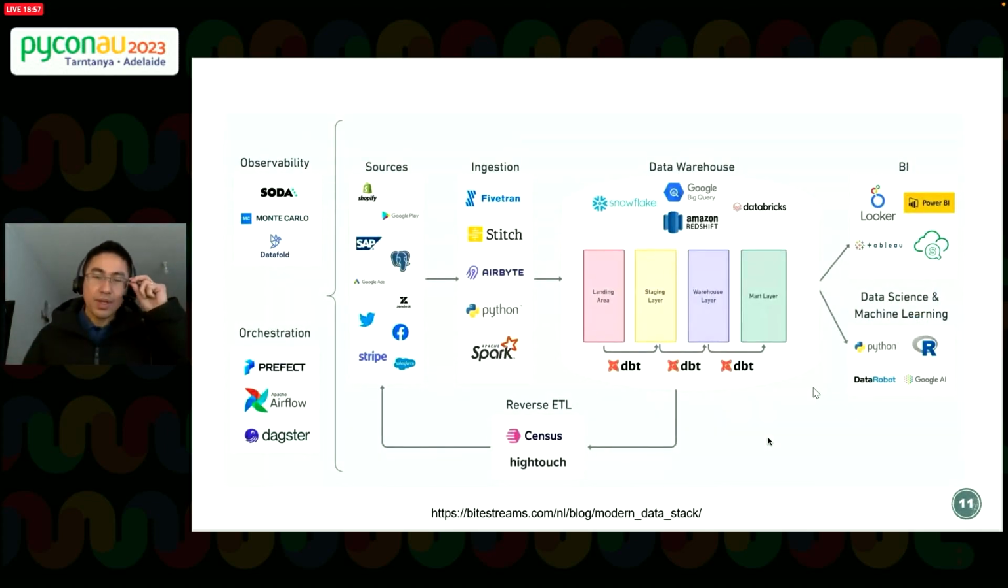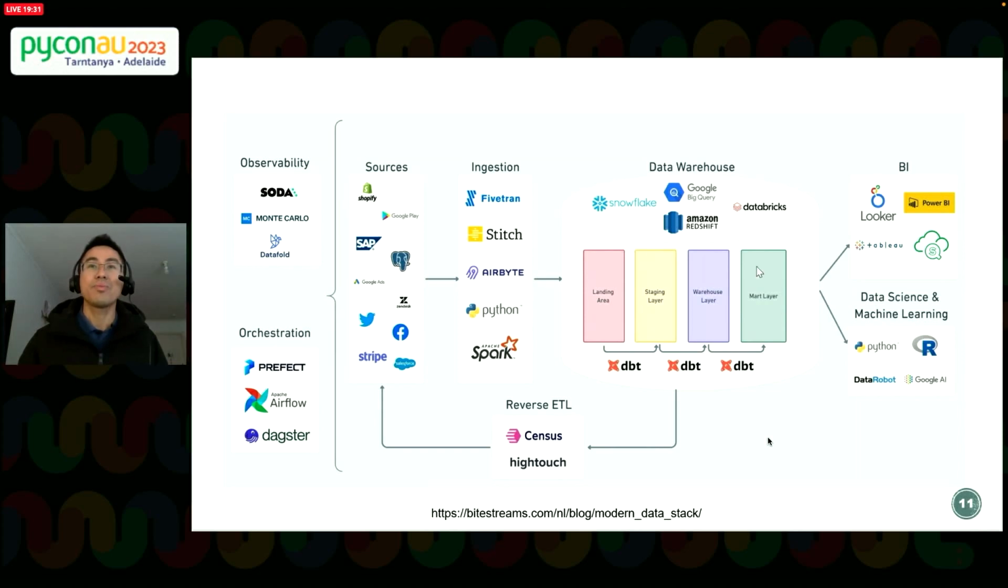So if we look at the modern data stack, this is an example, but you can see that we will have an ingestion layer using either Python, Spark, or another tool like Airbyte, and we use this ingestion tool to move the data from different sources into a data warehouse. The data warehouse can be maybe Snowflake, Redshift, Databricks, or even Azure Synapse.